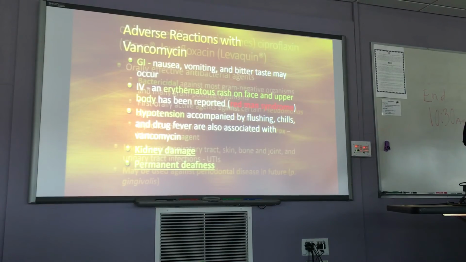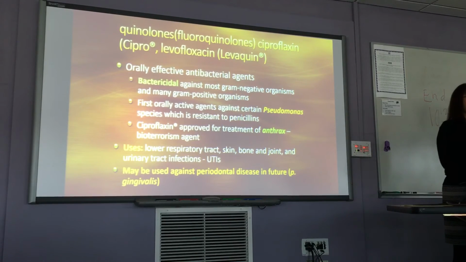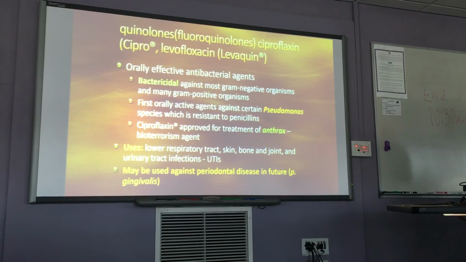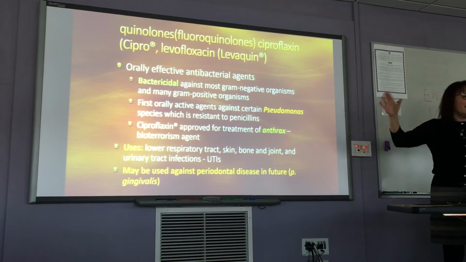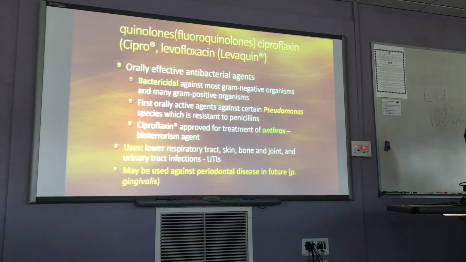You guys have also probably heard of some of the quinolones, particularly Cipro. Ciprofloxacin is the one to know. It's bactericidal, and it's the first orally active agent that could counteract the Pseudomonas species, which are resistant to penicillins. There are some dental infections that have been indicated with Pseudomonas. I don't see this used for that, but the reason we saw this is there was a bioterrorism agent called anthrax, which was out some years ago.